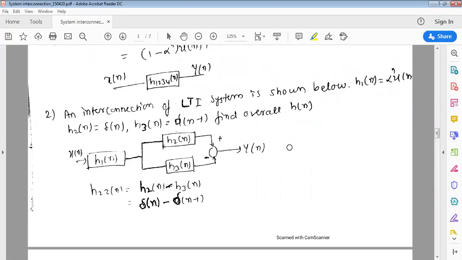Once again, h1 of n you have, h2 of n, h3 of n, and I want h of n. Now, once again, first h2 and h3 are parallel. Therefore, I'll write h23 of n is equal to h2 of n minus h3 of n. What is h2 of n? h2 of n is delta of n, and h3 of n is delta of n minus 1. So h23 of n is delta of n minus delta of n minus 1.